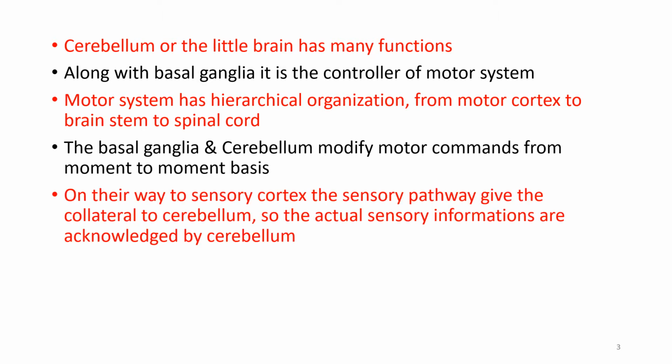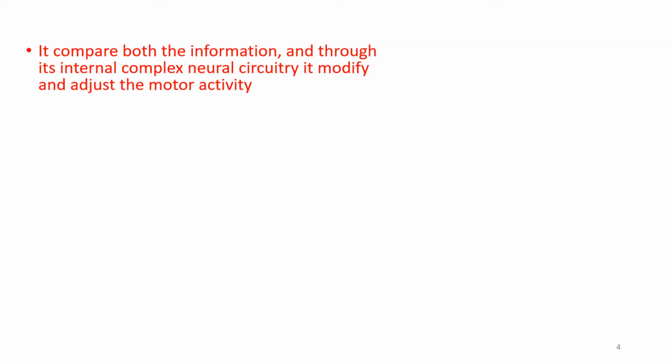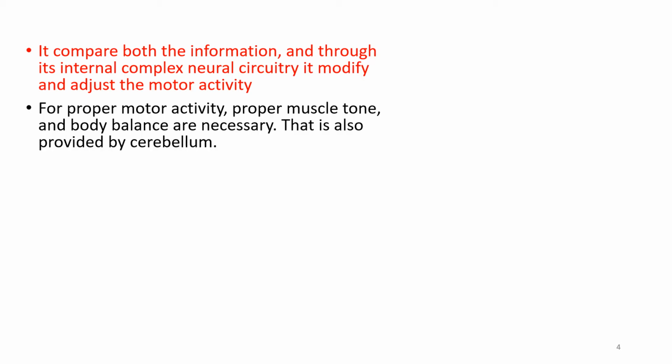On their way to the sensory cortex, the sensory pathways give collaterals to the cerebellum, so the actual sensory information is acknowledged by the cerebellum. Likewise, the descending motor pathway starting from the motor cortex gives rise to collaterals to the cerebellum. So the action plan made by the cerebrum is known to the cerebellum. It compares both pieces of information and, through its internal complex neural circuitry, modifies and adjusts the motor activity.